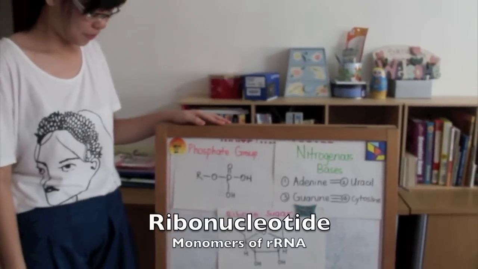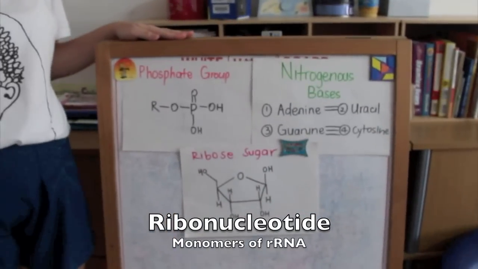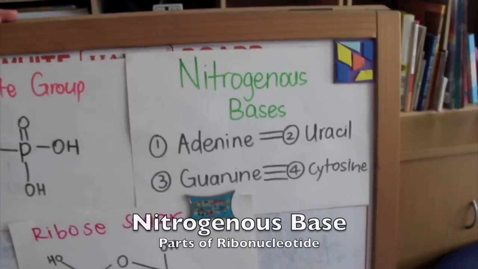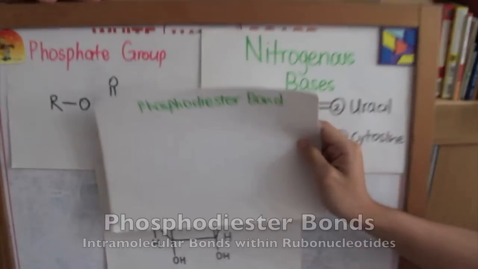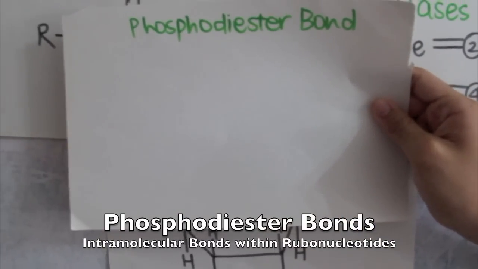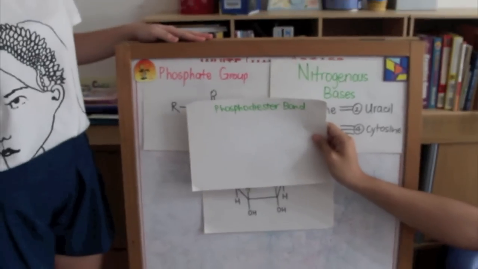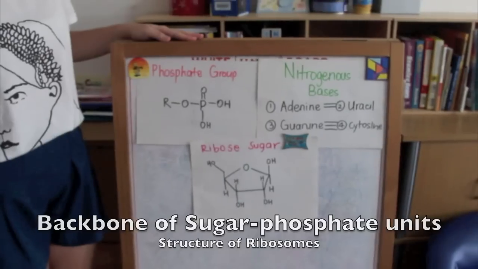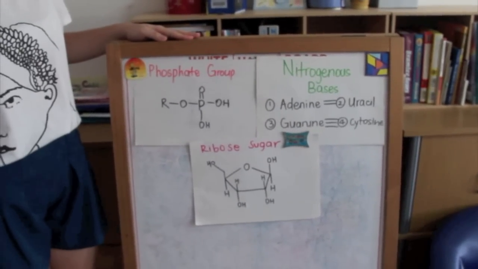RNA is a polymer made up of multiple ribonucleotide monomers. Each monomer consists of a ribose sugar, a phosphate group, and a nitrogenous base, all linked together by phosphodiester bonds between the 5' phosphate groups and 3' OH groups of the ribose sugar. This creates a repeating backbone of sugar phosphate units with appendages consisting of the nitrogenous bases.